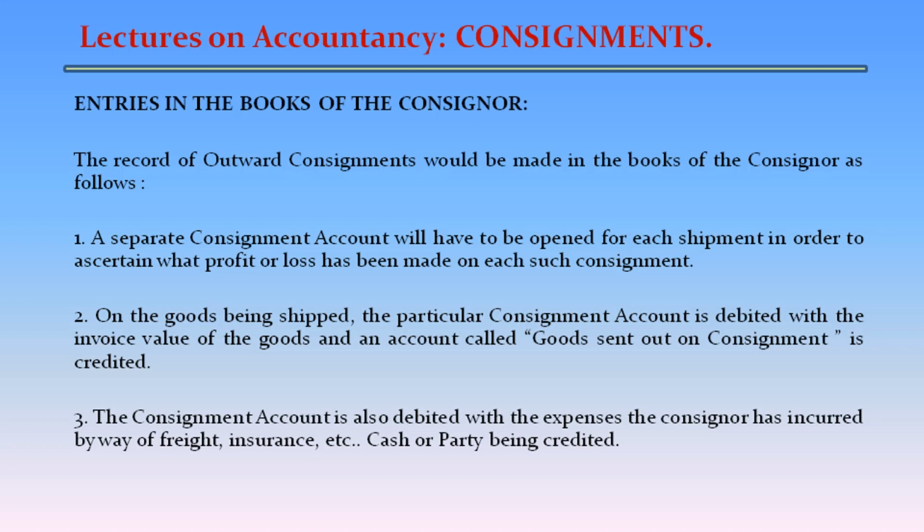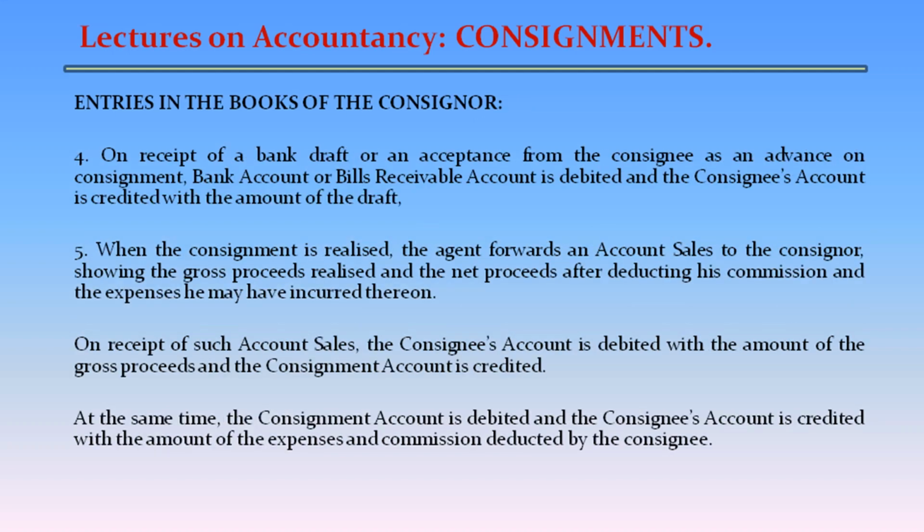2. On the goods being shipped, the particular consignment account is debited with the invoice value of the goods, and an account called goods sent on consignment is credited. 3. The consignment account is also debited with the expenses the consignor has incurred by way of freight, insurance, etc., cash or party being credited.